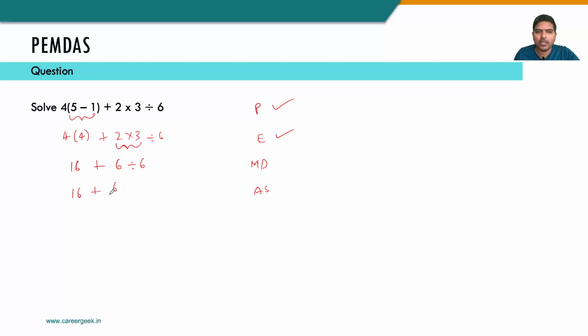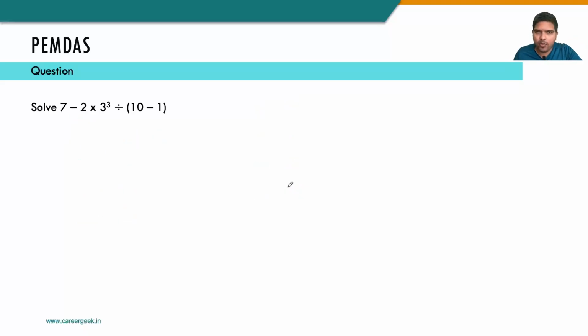So we know that 6 divided by 6 is 1. As you can see, multiplication and division are also done. We are left with addition in this question. So the answer is going to be 17. P, parenthesis, exponents, multiplication, division, and addition or subtraction. So we'll solve one more question. So let us write P, E, M, D, and AS.